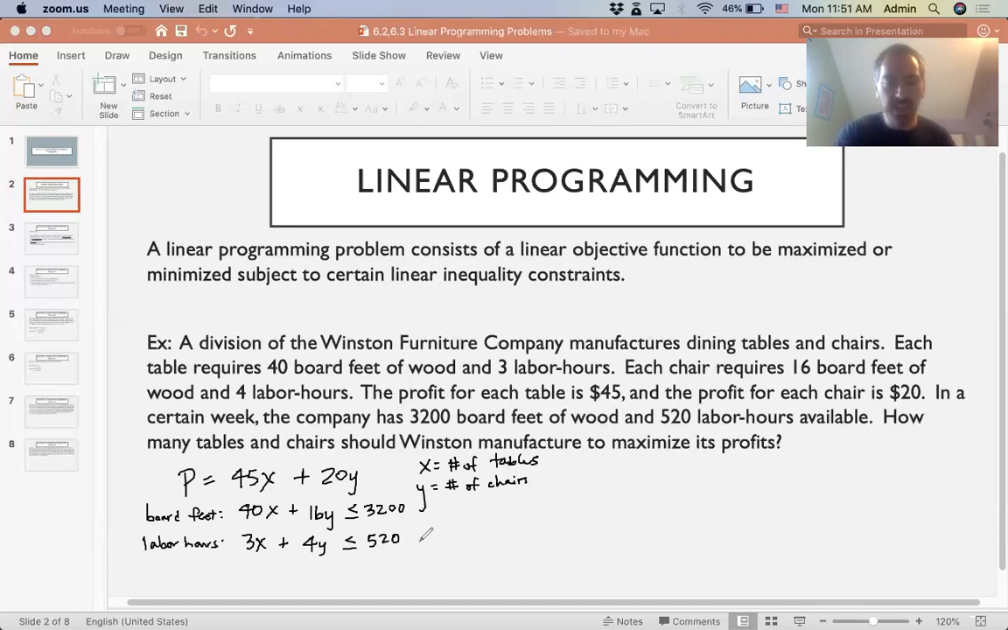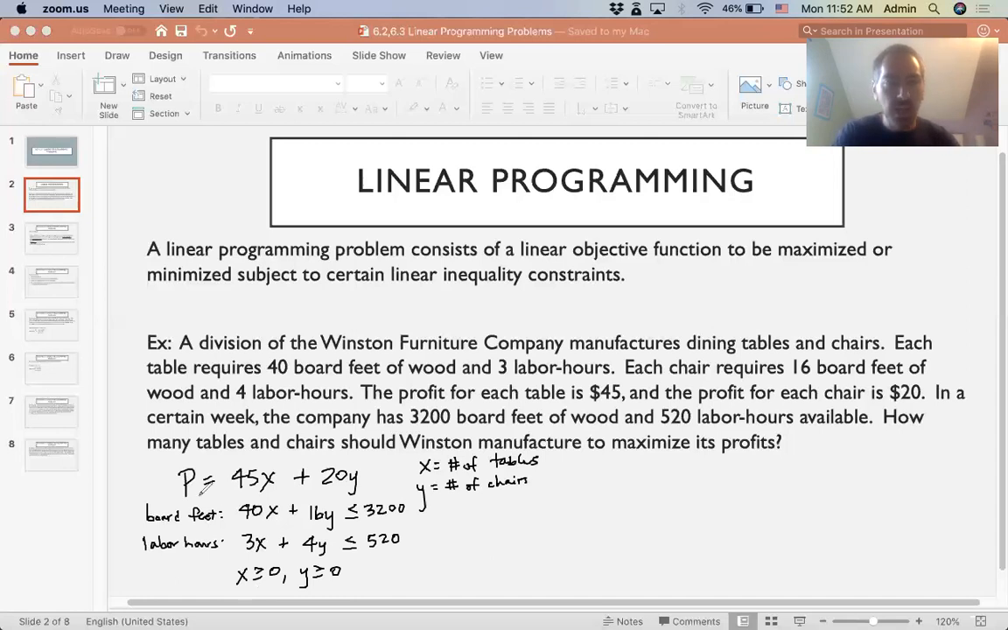Okay, and we're going to have the next two constraints the same for all of these problems, to where x must be greater than or equal to 0 and y must be greater than or equal to 0, right? Because we're talking about the number of tables and chairs that's manufactured. You cannot have a negative number of tables and chairs. So x and y must be greater than or equal to 0. All right, so this is our linear programming problem.